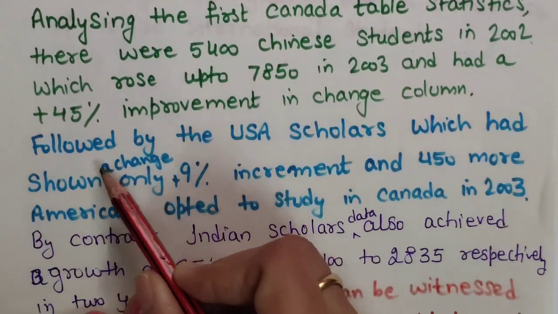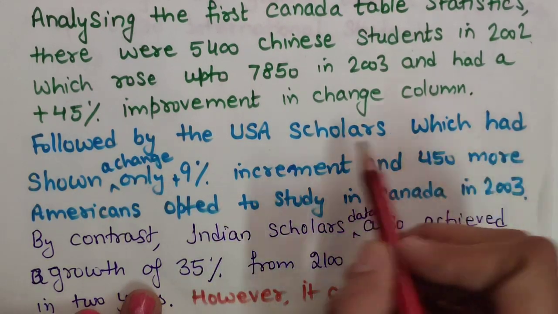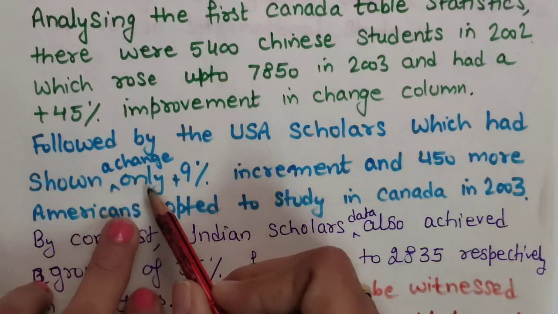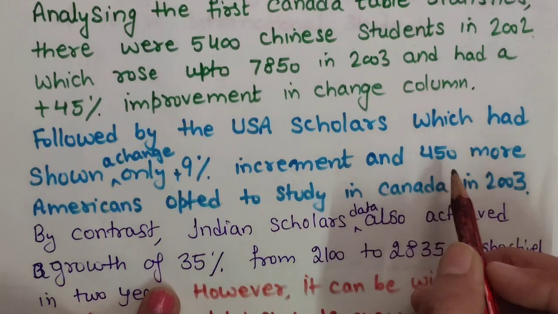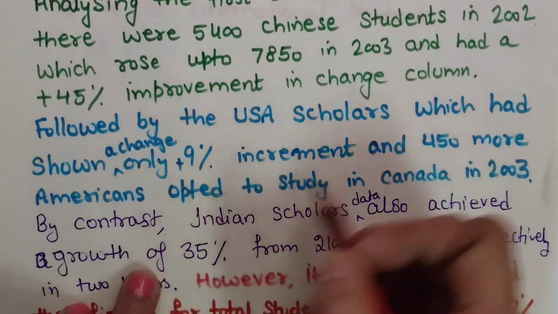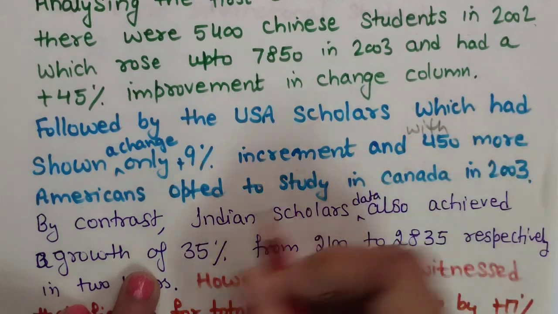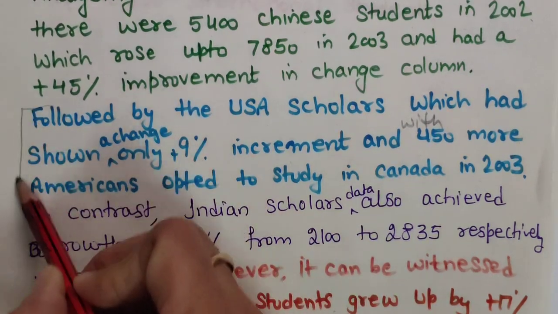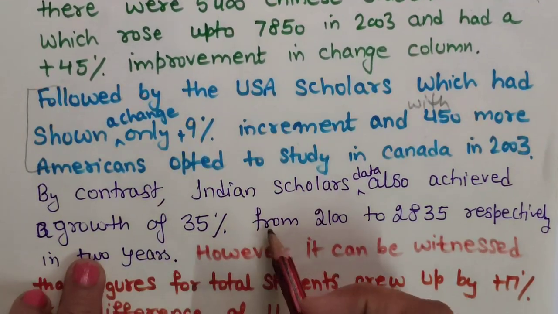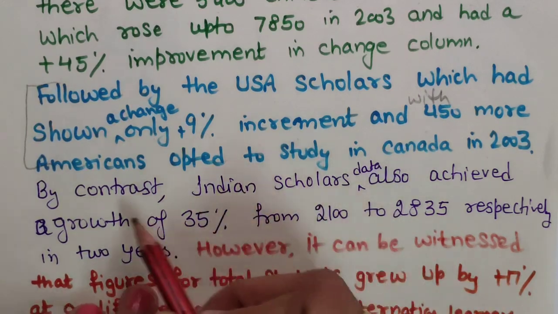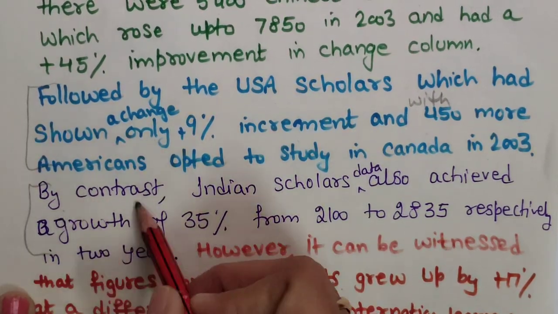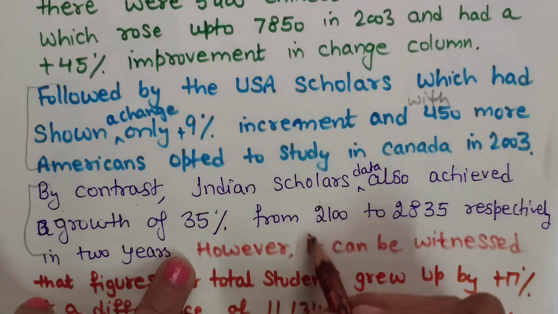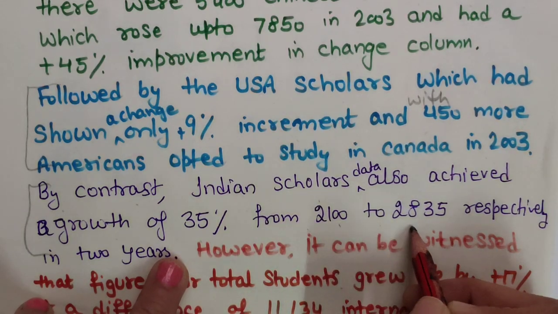Second, about the USA: followed by the USA scholars, which had shown a change of only plus 9% increment, and 450 more Americans opted to study in Canada in 2003. Okay, so this is about the second number column. Second number is international students. Third about Indian: by contrast, Indian scholars' data also achieved a growth of 35% from 2100 to 2850.